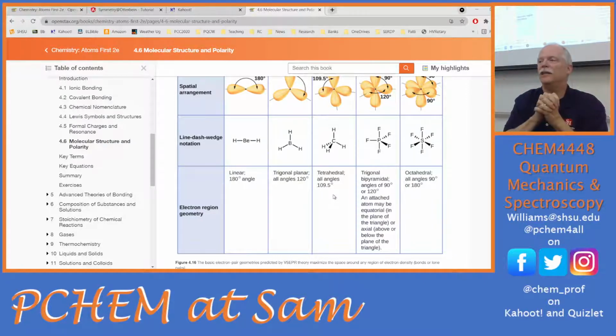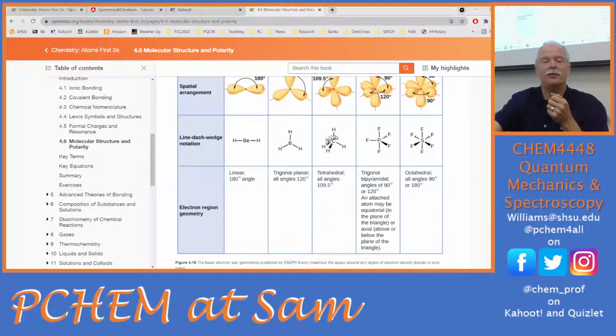I want y'all to write that down. The electronic structure is how the electron domains are organized, but the molecular structure is where the atoms are. So we would use the atoms to decide on what we call the molecular structure. So water's bent. Sometimes they're the same, like in methane, as we see here.